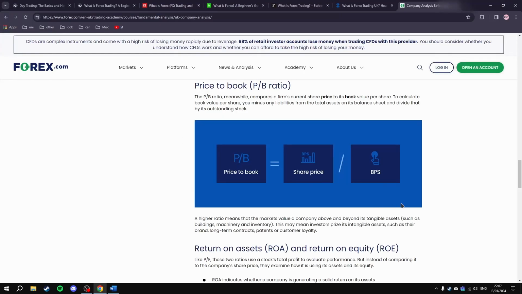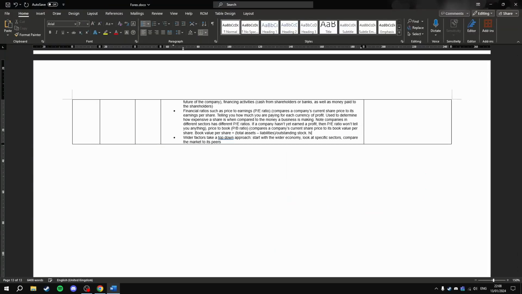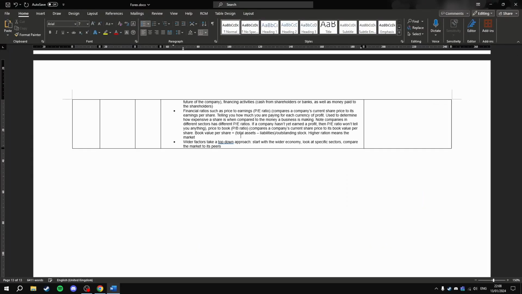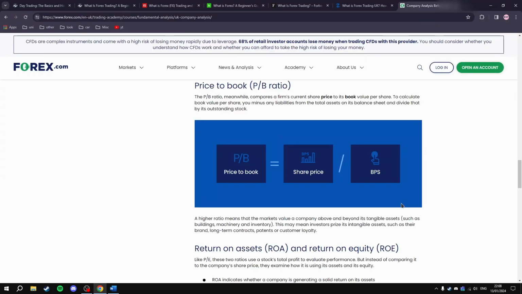A higher ratio means that the markets value a company above and beyond its tangible assets, such as buildings, machinery, and inventory.